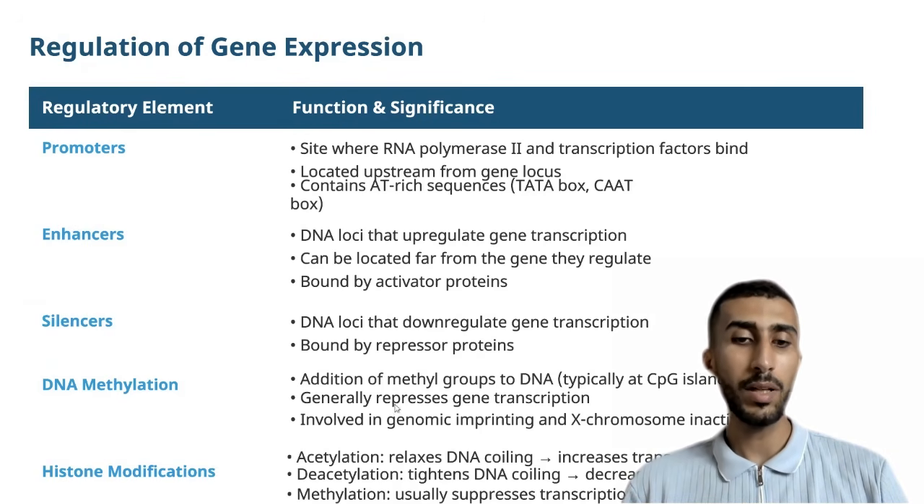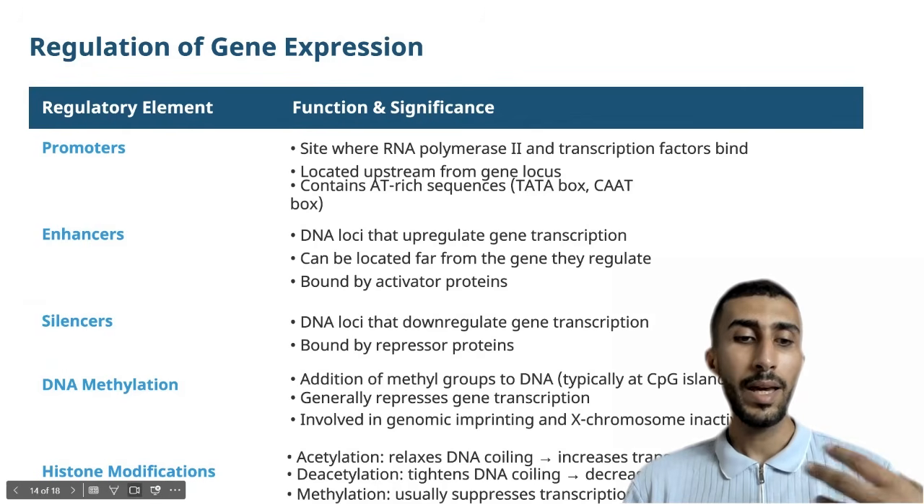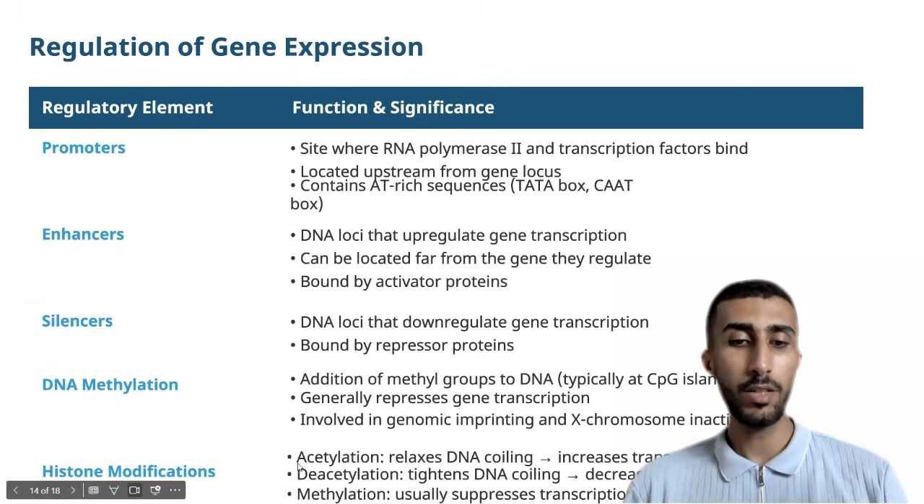So DNA methylation generally represses gene transcription. We don't change the sequence, but we add methyl groups, typically at CpG islands. So this involves genomic imprinting and X-chromosome inactivation. So this switches genes on and off without changing the gene sequence. And histone modification: remember, the chromatin has histones and the DNA wrapped around them. So by manipulating the histone, we control the proliferation of the cells and the replication.